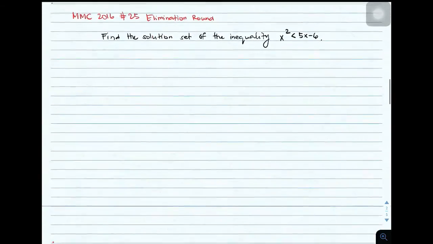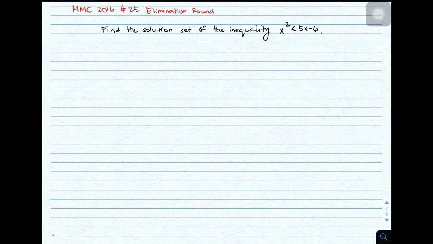Now let's proceed with item number 25 of 2016 elimination round. Sabi, find the solution set of the inequality x raised to 2 is less than 5x minus 6. So, yung conventional way yung tatry natin gawin dito. Una, copy your inequality, x squared less than 5x minus 6. And then, gawin natin siyang quadratic equation. So, magiging x squared is equal to 5x minus 6.